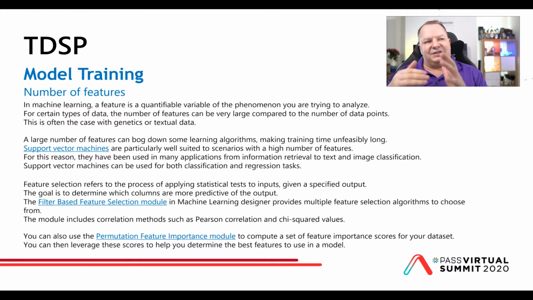We're going to apply some statistical tests to our inputs with a given output, and then try to predict which of those columns, which of those features, are going to be more predictive in terms of the outcome. There's also the Permutation Feature Importance module, which scores the amount of importance a specific feature has in that data set. So we can use these techniques to help understand which is the better algorithm and which features inside that data set are going to be important.